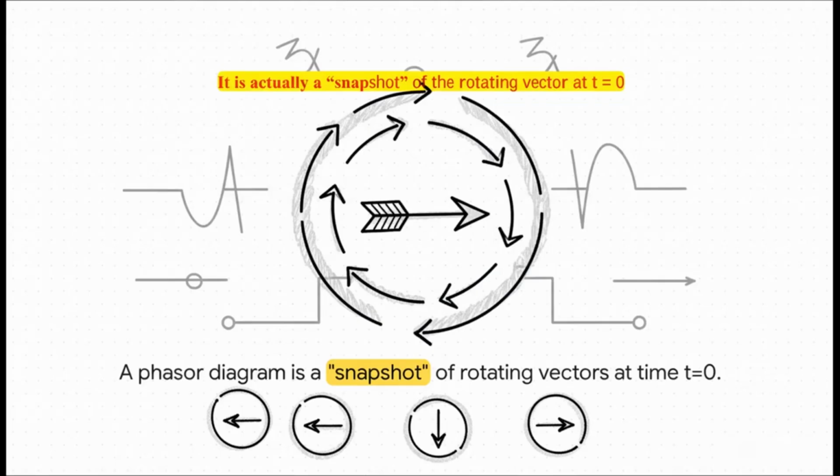Okay, so you're calling it a phasor vector. But is it just a fancy arrow? What really makes it so special? That's the perfect question. It is so much more than just a static arrow.